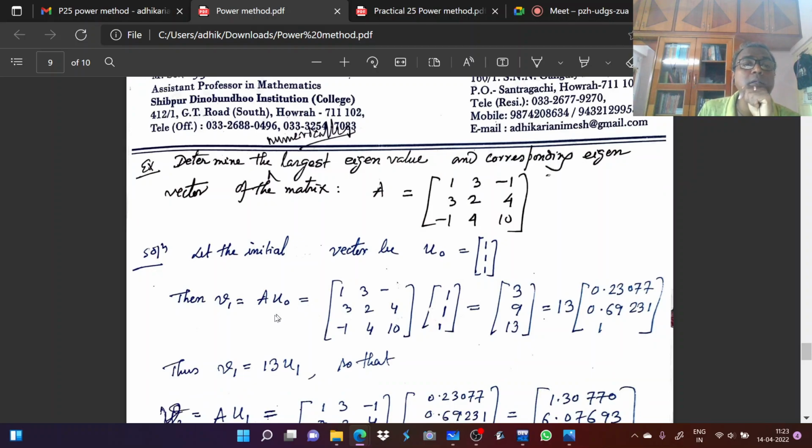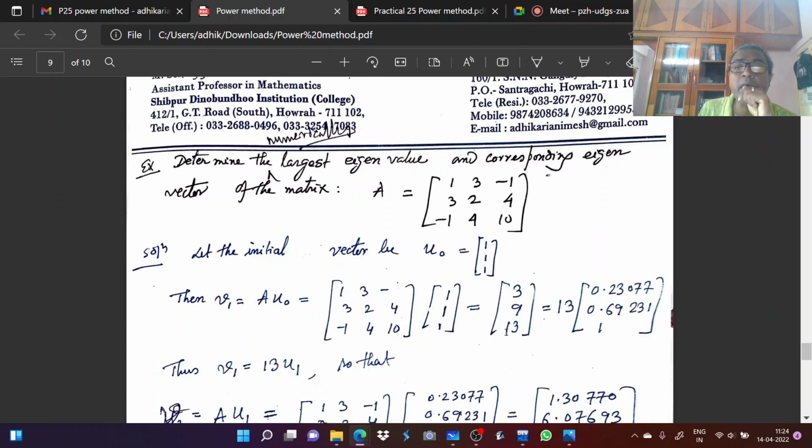Then v1 is equal to A into u0. You multiply the matrix A with the column vector u0, 1 1 1. This is 3 by 3 and 3 by 1, so we get a 3 by 1 column vector v1. This is v1: 3, 9, 13. Here the numerically largest value is 13.